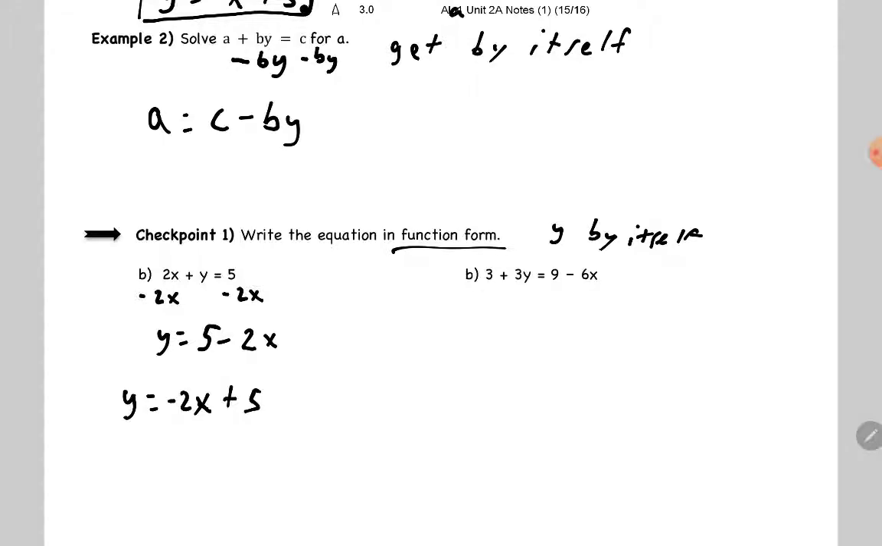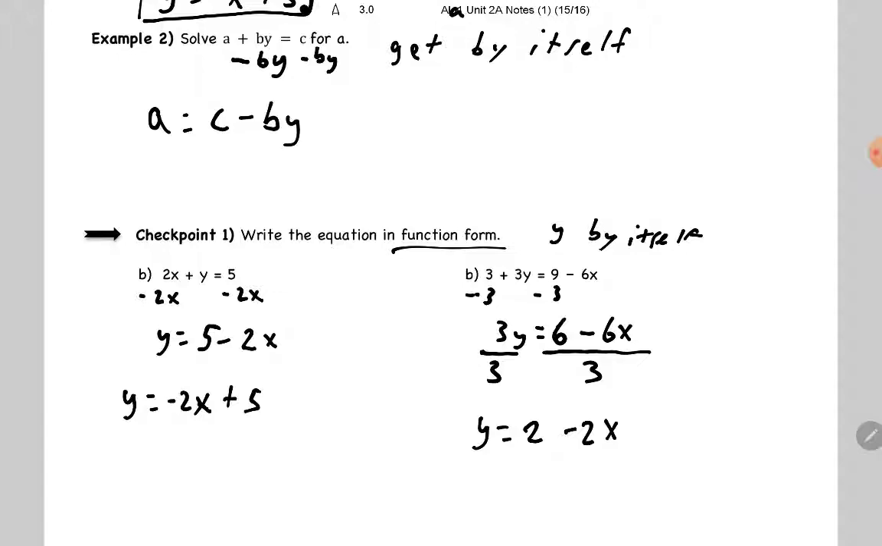So 3y is being added to 3 here, so subtract 3 from both sides. So 3y equals 9 minus 3 is 6, and then we have minus 6x over here. And now I'm going to divide by 3 to the left, so that means I must divide the whole right by 3. So y equals, so 6 divided by 3 is 2, but we have an x now. And then I'm just going to rearrange it so it looks like this guy.